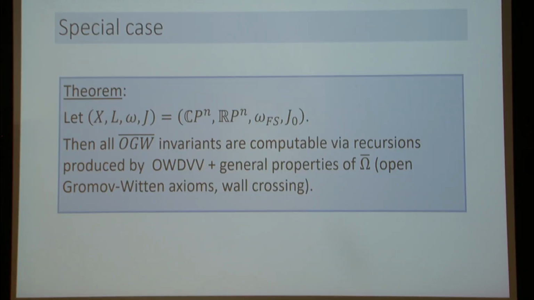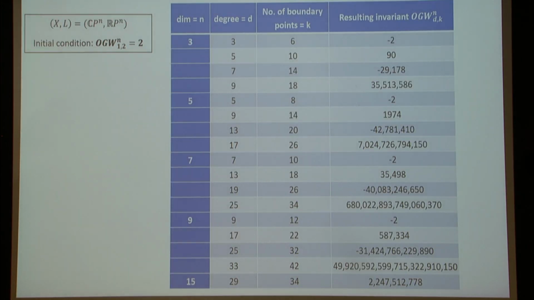A very special case is the projective space. I should have specified odd n, sorry, because again, I want the Lagrangian oriented. But for CP^n, we use this WDVV equation to write recursion formulas, and so produce very explicit values. So definitely in this case, we can really count them.